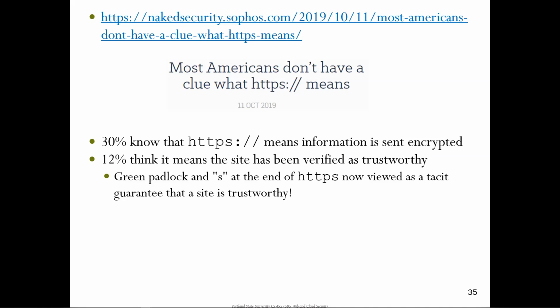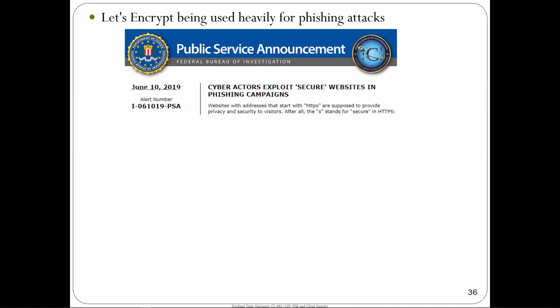And this gets back to your typo squatting thing, right? Like who verified that? The typo squat. Nobody did. And so this green padlock is now a tacit guarantee that the site is trustworthy for most consumers out there. And of course, the adversary knows this now. And so the adversary is like, okay, well, I'm going to use Let's Encrypt for all of my phishing attacks because I need that green padlock in all of my sites.